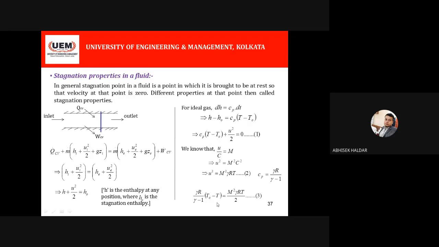Then obviously I will get a minus. So that's why I have taken this term to the right hand side, because I am getting a minus. So I have written T0 minus T, and that's why I have taken this term on the right hand side. Now U square I have replaced by m square gamma RT. Keep it as equation number 3.